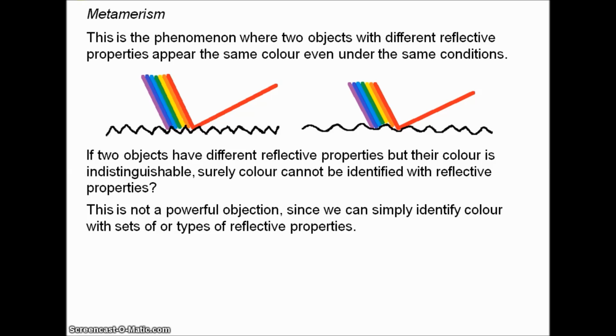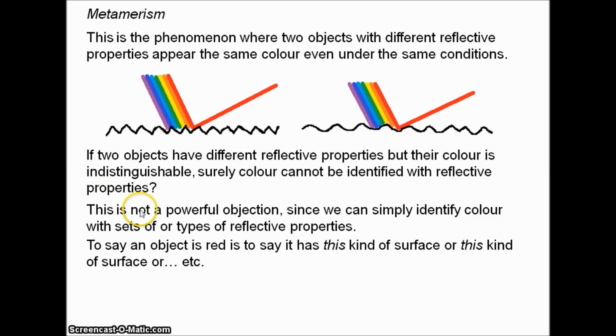So to say that an object is red is to say it has this kind of surface, or this kind of surface, or this kind of surface, and so on. Really, all the fact that different reflective properties can appear the same colour tells us is that we're not capable of making perfect discriminations, and there's nothing remotely surprising about this. Bear in mind, incidentally, that the term red already refers to many different shades of colour, because there are many shades of red.